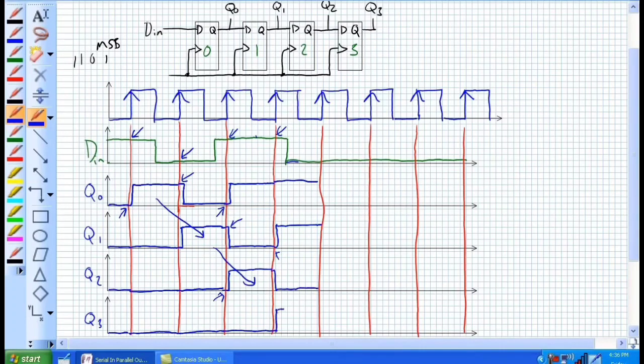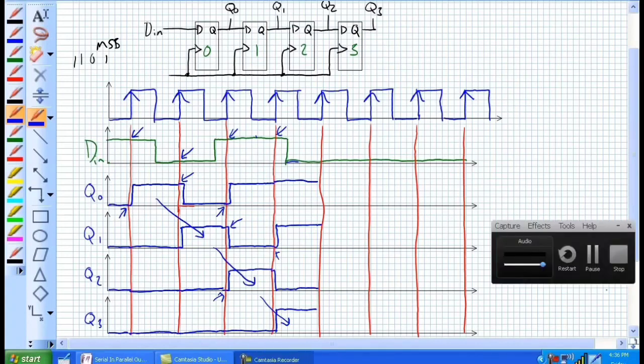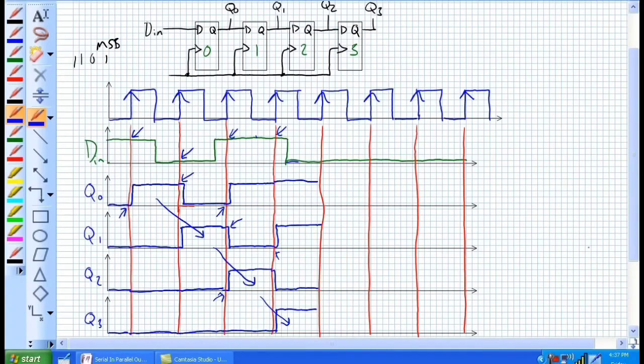This one's reading a 1. Shifting. Okay, next clock pulse. What's going on here? Are we already full here? Yep, we are. We already got all 4 bits in there. And again, we're reading 1, 0, 1, 1.